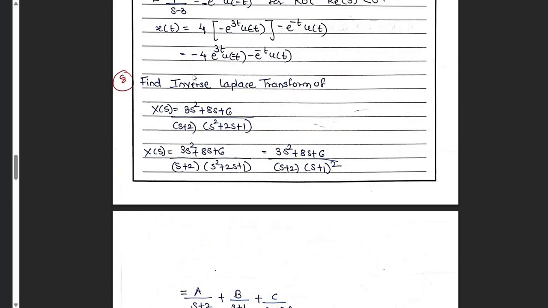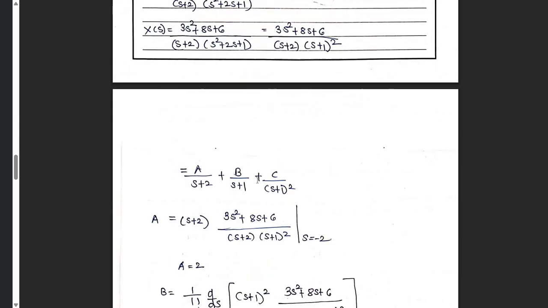Now one more example I am taking here, inverse Laplace transform. You can see the expression is 3s square plus 8s plus 6, and the denominator has s plus 2, that is the pole. Second term is s square plus 2s plus 1. So here what we can do, this is a complete square of s plus 1 square. So X(s) is 3s square plus 8s plus 6 divided by (s plus 2)(s plus 1) square. There are three total poles, one pole is s plus 2, second pole is s plus 1.